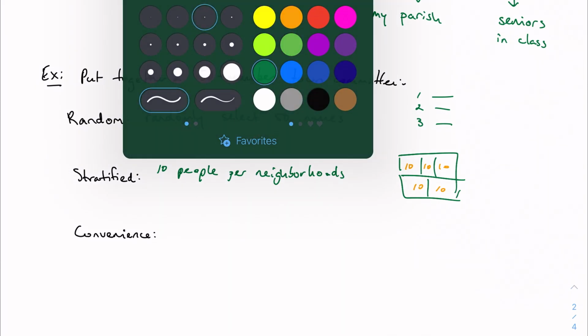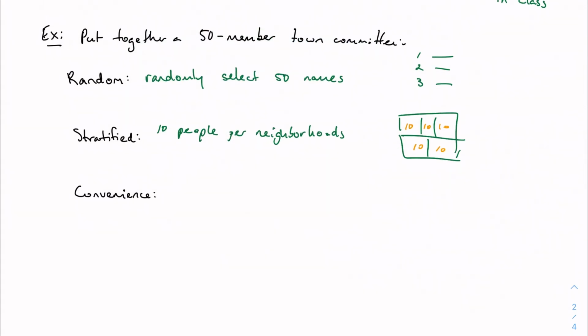The last one, the convenience sample, maybe I just talked to 50 people I last saw, maybe 50 people that last emailed me, maybe the first 50 people that walked through the town hall, whatever, right? So those are the 3 different sampling methods that we're going to focus on and talk about.